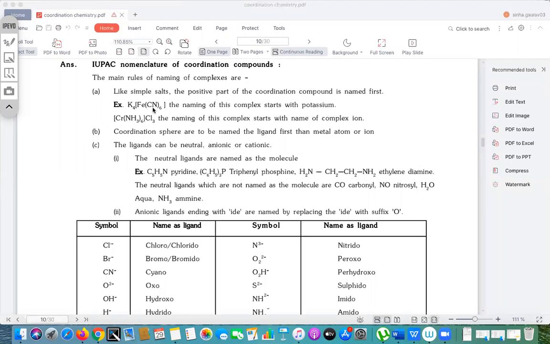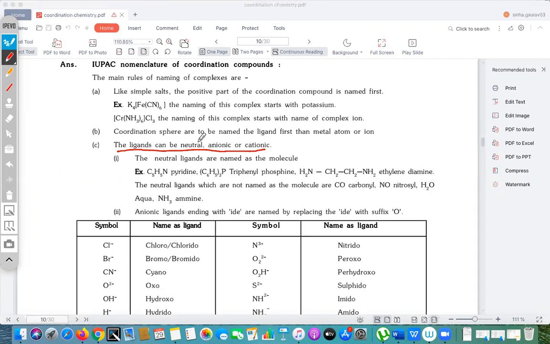But how do we write down the name of ligands? To write down the name of ligands, we have certain rules here. You see, the ligands can be neutral, anionic, or cationic. So if it is neutral, we have one particular type of name, anionic, one particular type of name, cationic, one particular type. So this you must go through once properly. Okay. See, it is written here.